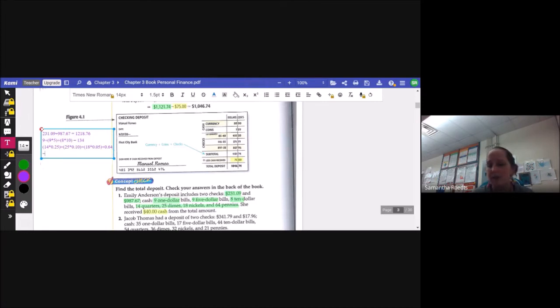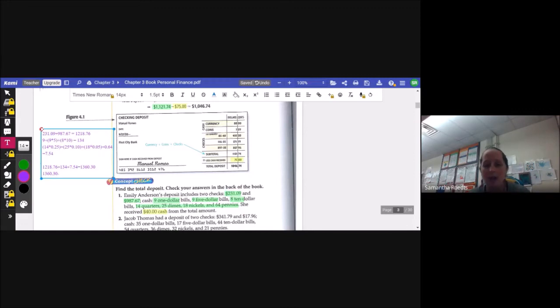So that equals $7.54. Right. Now I'm going to take those amounts, add them together. So the 1218.76 plus 134 plus 7.54 gives me $1,360.30. Okay. So again, that's the amount I put in, but I took out money as well.